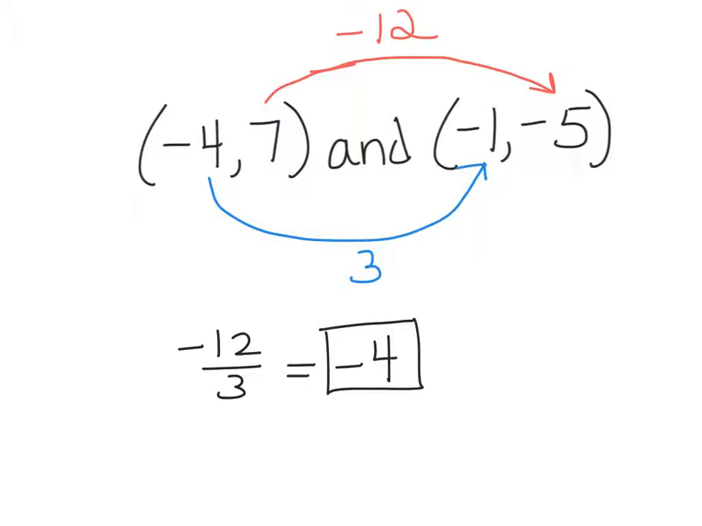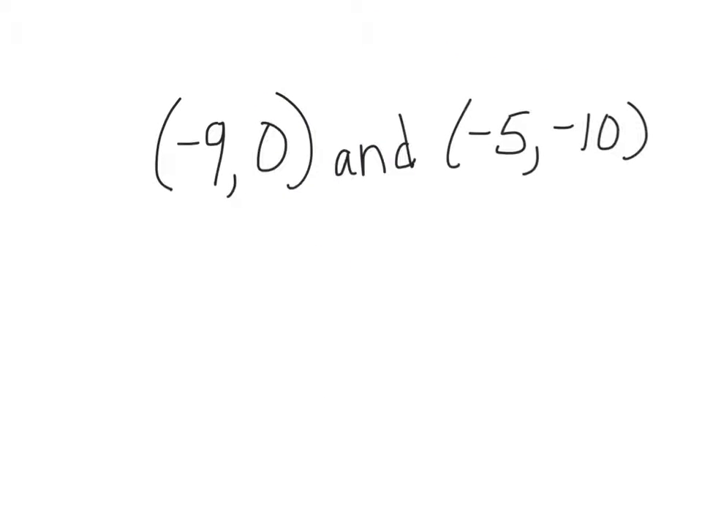Well, we're going to do one more with negative numbers, and then I'm going to let you go. Are you ready to try it on your own? If so, pause this video and restart it when you're done. Okay, here we go. 0 to -10. Well, I'm just going down 10. That one was easy. Now we're going from -9 to -5.